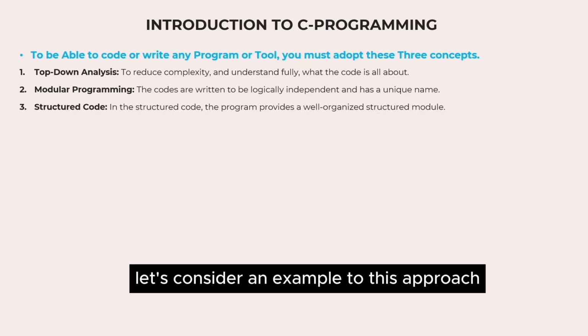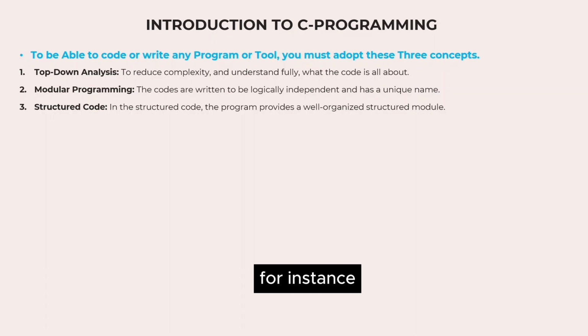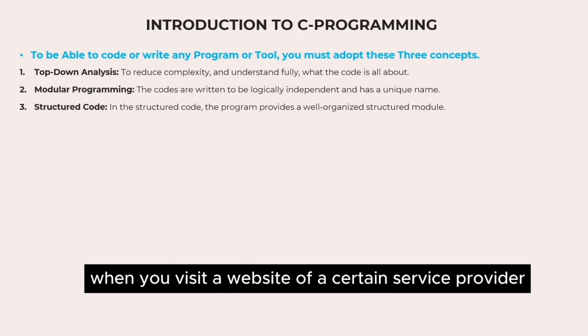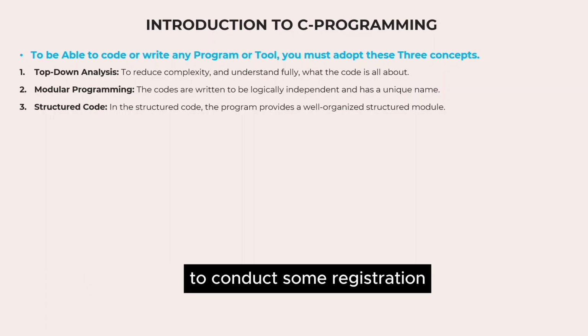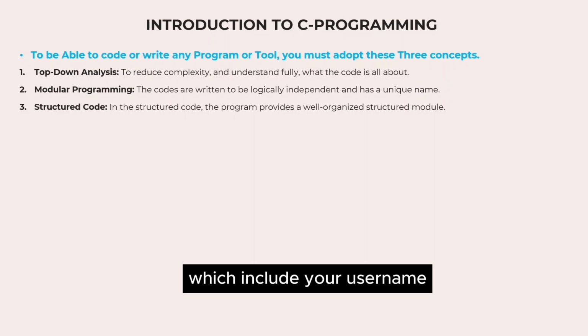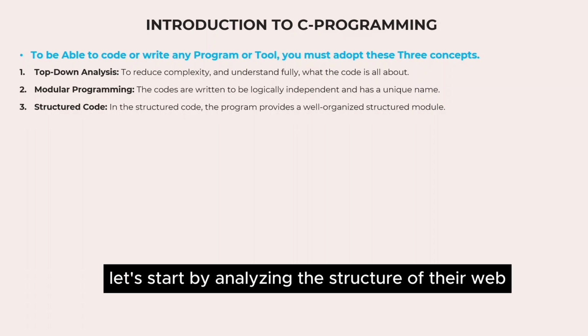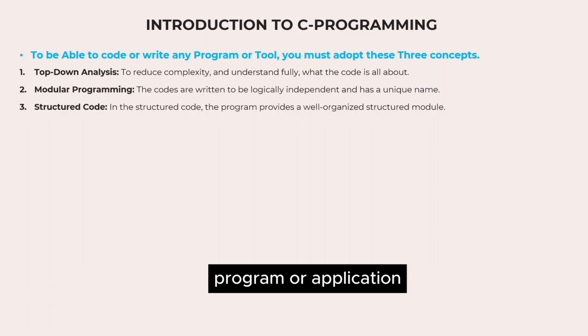Let's consider an example of this approach by using a database analogy. For instance, when you visit a website of a certain service provider to conduct some registration on their website or portal, certain information will be requested from you, which include your username, your address, your first name, your middle name, and your surname. So to be able to have an understanding of the entire registration process, let's start by analyzing the structure of their web program or application.